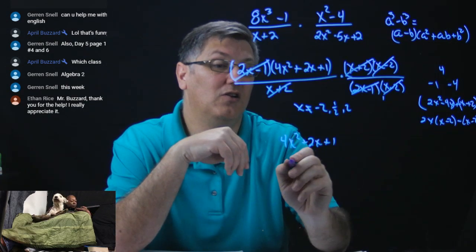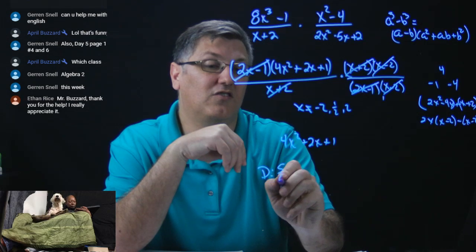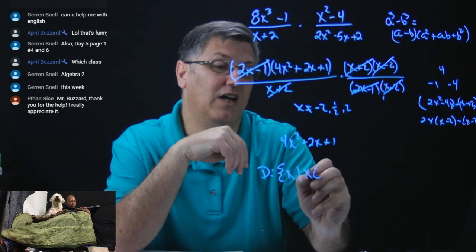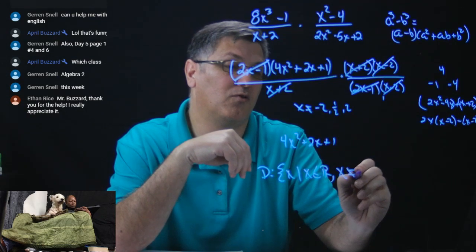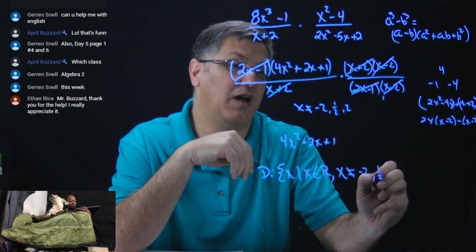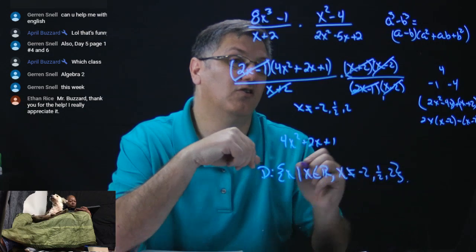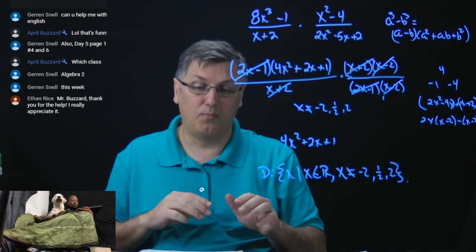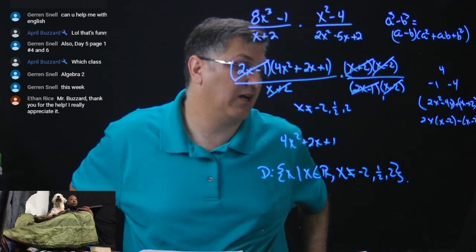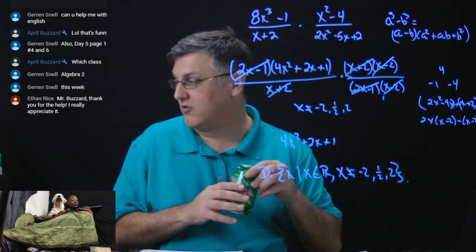That's your answer. Your domain is the set of all x's such that x is an element of the real numbers, and x cannot equal these numbers right here, -2, 1/2, and 2. Done. It's all about factoring and canceling. That's almost how I have this whole page set up. Factor and cancel, factor and cancel. All right, so that one's done.